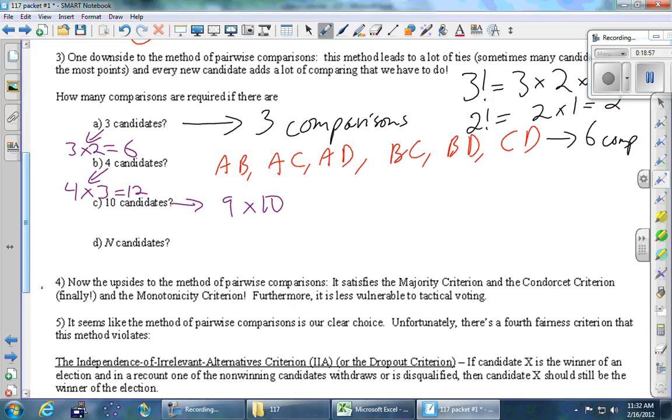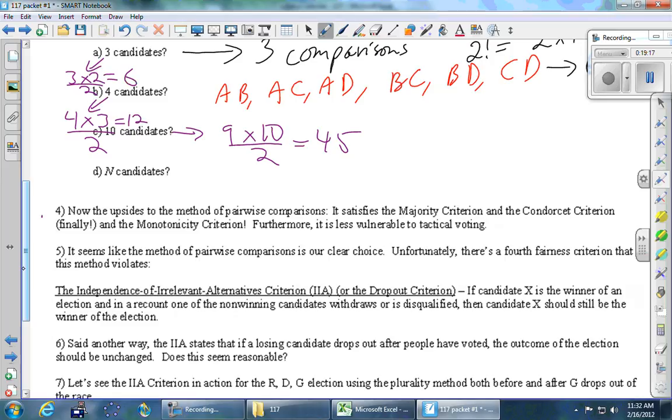What do we do with Ashley's formula to fix it? You divide it by 2. That's how we fix it. Take this guy, divide it by 2. Take it, divide it by 2. That's the right number. So if we're trying this in general, n candidates, n times what? N minus one, one less. And then divide by two. There's the formula.